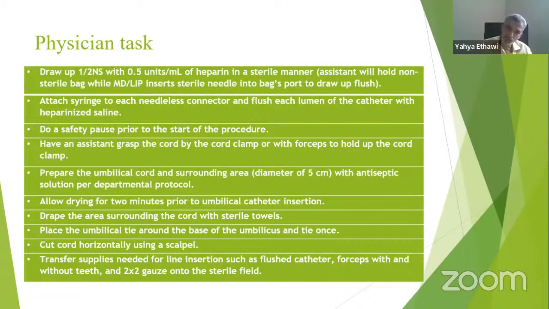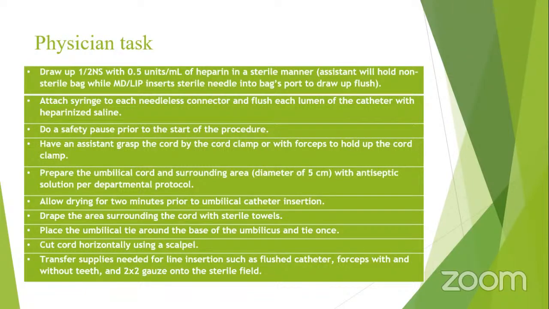This means that you do a safety pause prior to the start of the procedure. Once you gather your equipment, discuss with the nurse, and do your measurements, take a pause, have a rest before you start, a few minutes.